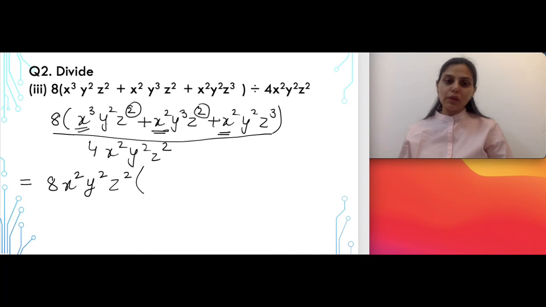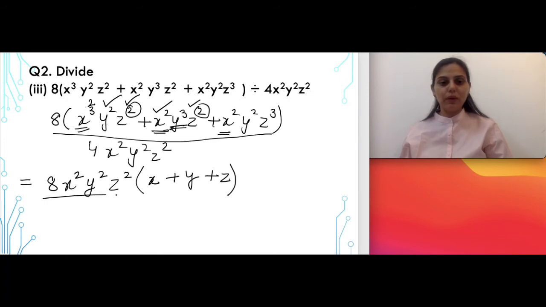Now from the first term, since x square we have taken out common, from 3, 2 powers have gone out, so only 1 is left, that means only one x is left. Y square and z square is already taken out common, so no need to write that again. Similarly from the second one, x square is common and z square is common. From y cube we have taken out y square common, so 1 y will be left here. And similarly from the last term, 1 z will be left. So this is your term left in the numerator after taking out the common term.